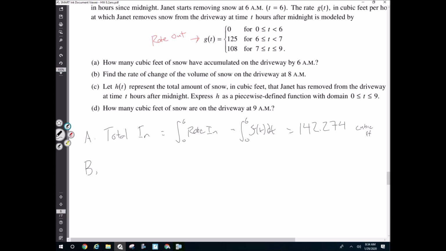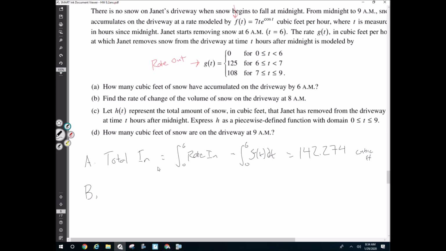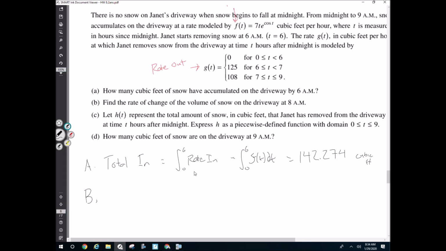Part B, find the rate of change of the volume of snow in the driveway at 8 a.m. Okay, so total of snow, initial amount 0, plus integral of our rate in, minus integral of our rate out. Rate of change would be T prime. That will just be the rate in minus the rate out. That's going to be f minus g.